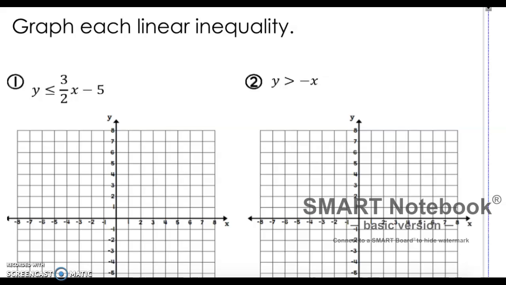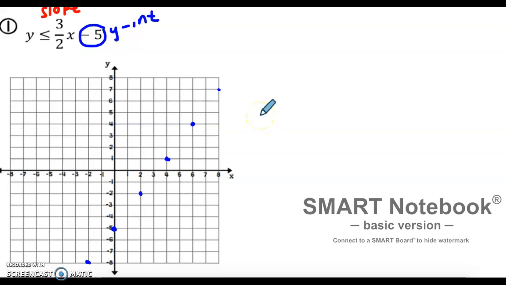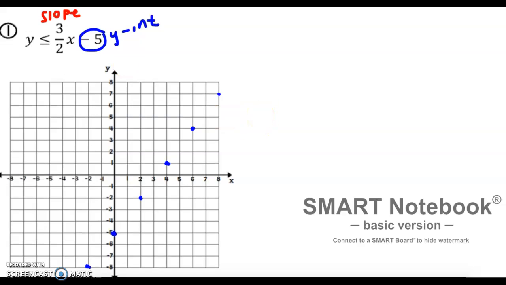Okay, in today's problem, we are going to graph each linear inequality. So if we look at number 1, it says y is less than or equal to 3/2 x minus 5. So to graph this, I've already done the first few steps.